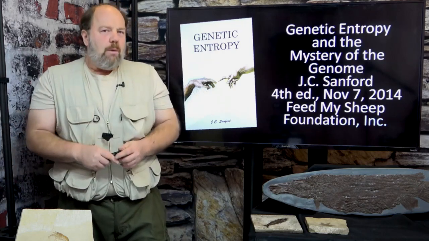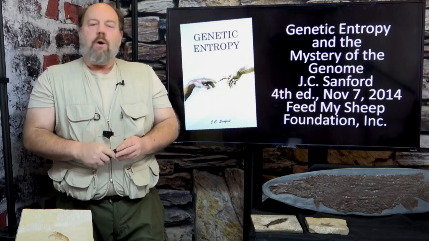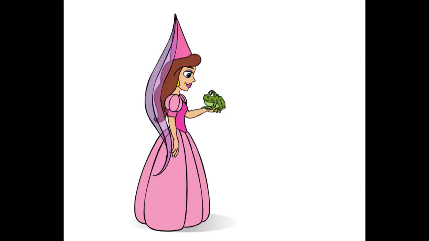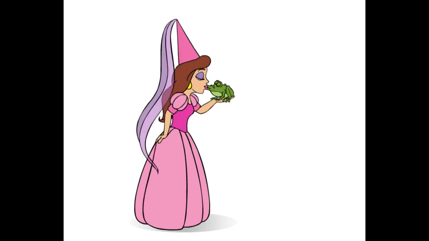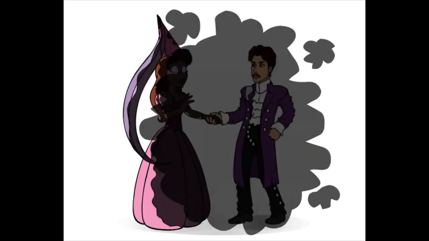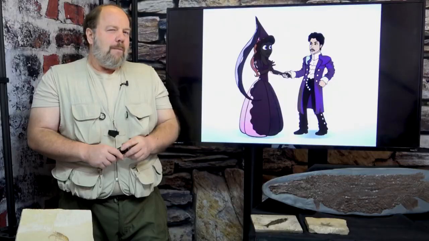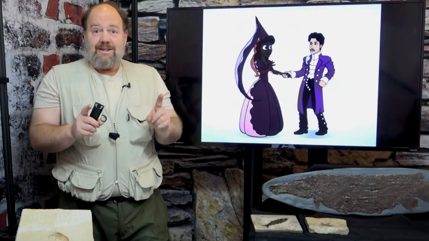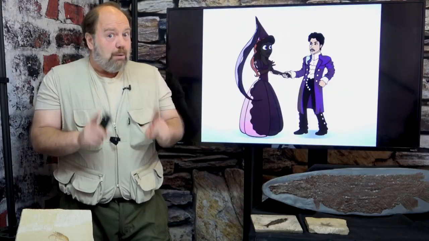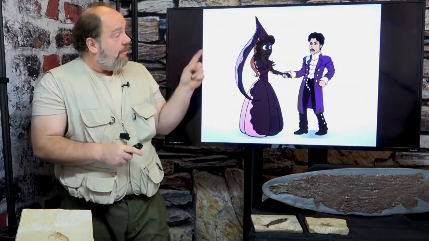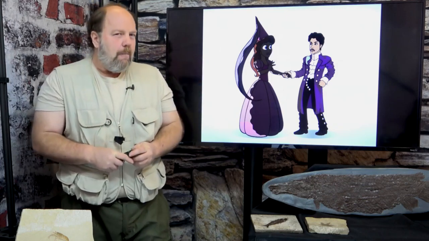To bring this point home, let us examine a story we're all familiar with. The princess finds a frog, kisses the frog, and the frog turns into a prince. Now, this is considered a fairy tale. This is not to be condescending, but it is intended to be blunt. This is the theory of evolution in a nutshell.